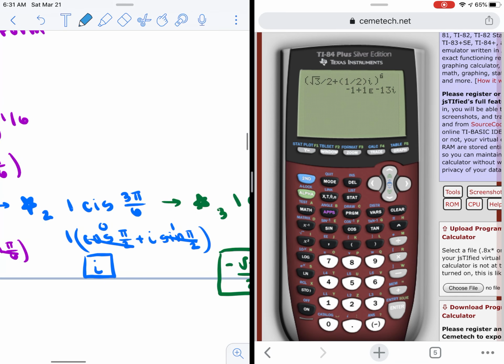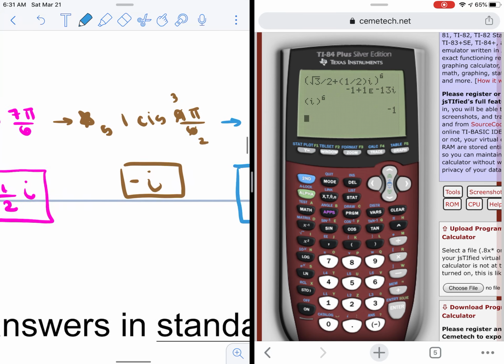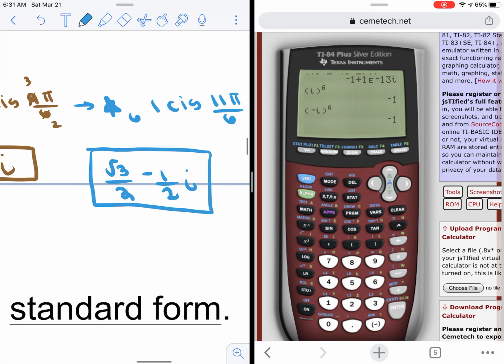And then you can do the same thing with just i. So if I take parentheses and then i, and I raise that to the 6th power, you'll probably see it better here. You get that negative 1. Same thing with that one. These are all kind of, with the radicals, that's where you're going to get that E part because of the radicals. But if you do negative i and you raise that to the 6th power, you're going to see that that also gives you negative 1.